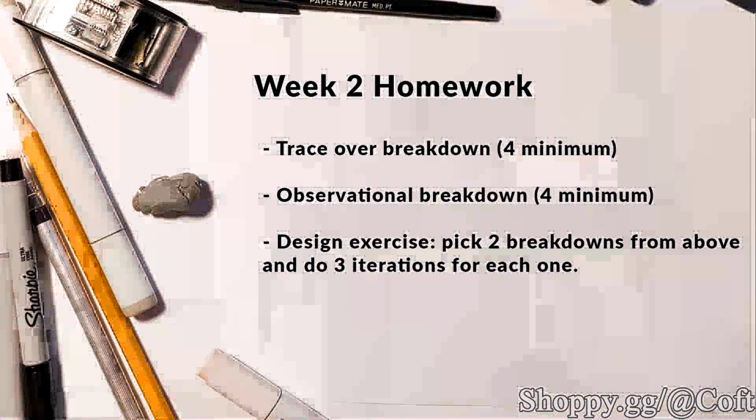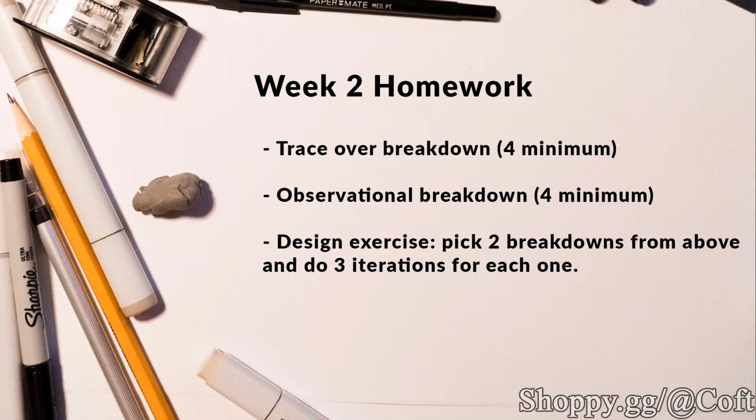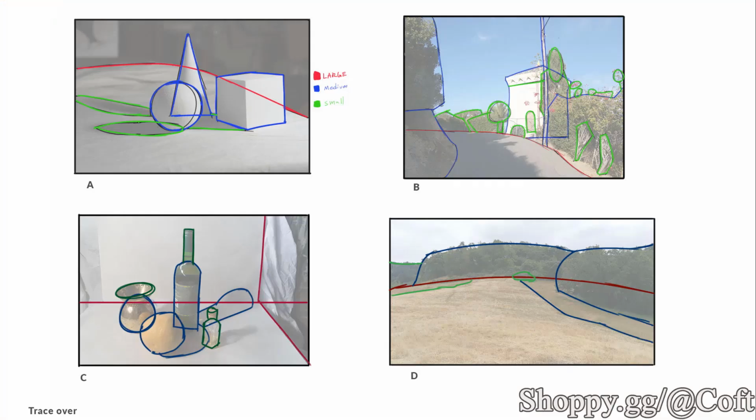All right, so just a quick overview for this week's homework. For the first section, you will be doing the trace over breakdowns, and I want at least 4 minimum. Whether you're doing this with pencil or in Photoshop, I want you to include the image either next to the line work or underneath it, like this.